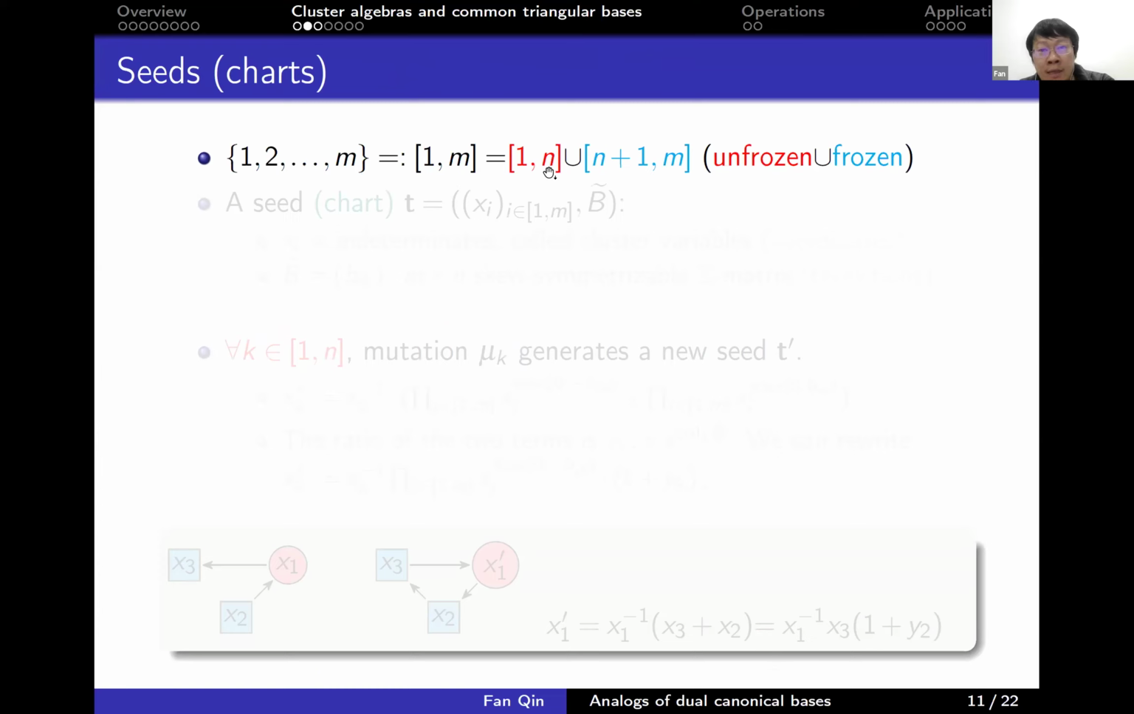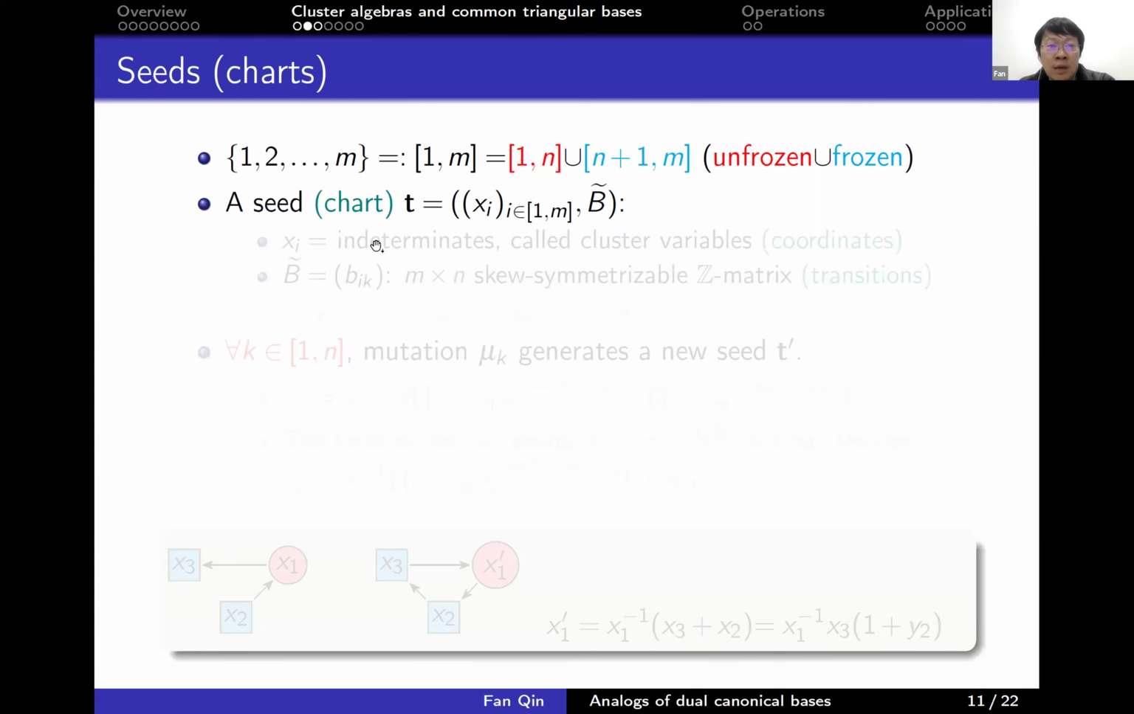I say that the first n letters are unfrozen for some reason, and they are denoted by red here. And then the remaining letters are called frozen. They are denoted by blue here. This is just like what we have seen before. We have the unfrozen ones, and the chart, or say in cluster theory, we call a seed.